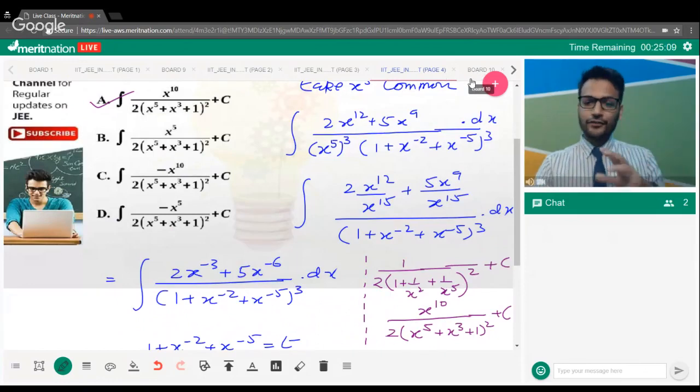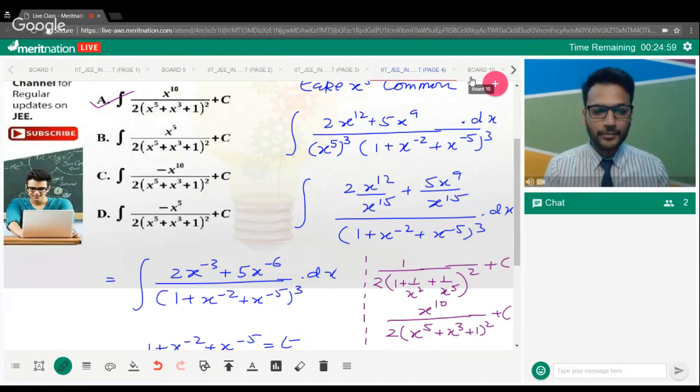Okay, so I've told you, whenever you have such questions, you can take the highest degree term within the bracket of the denominator common, or within the square root of the denominator as common.